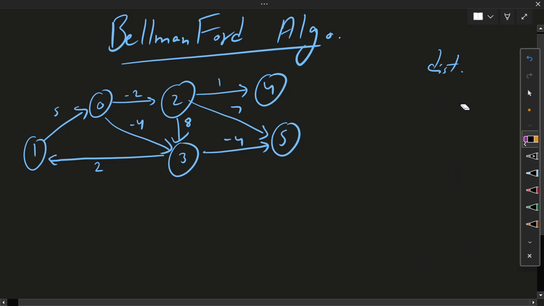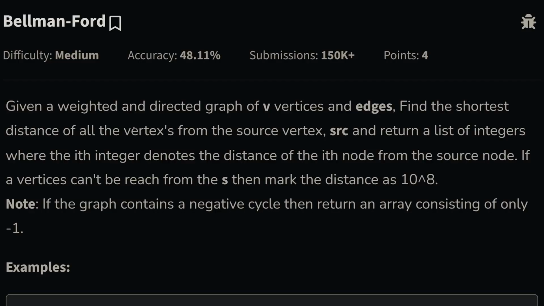So this is the problem. You are given a weighted directed graph of v vertices and edges. We need to find the shortest distance of all the vertices from the source vertex SRC. We need to return it in a list format where the ith integer denotes the distance of the ith node from the source. If a vertex cannot be reached, then just mark it with 10 raised to power 8. If the graph contains a negative cycle, just return -1. So this question will fulfill both our applications.